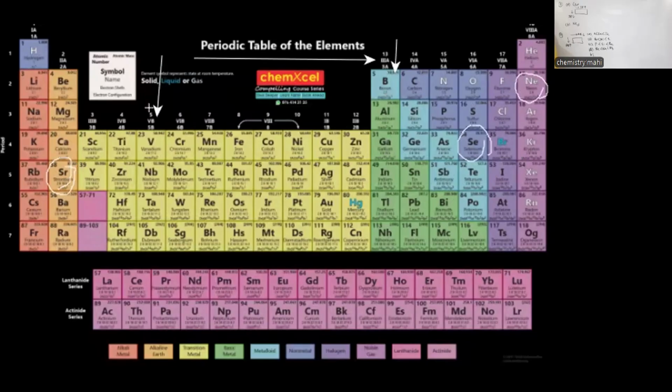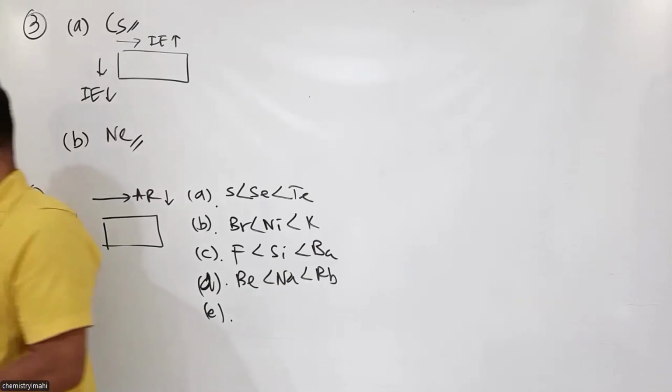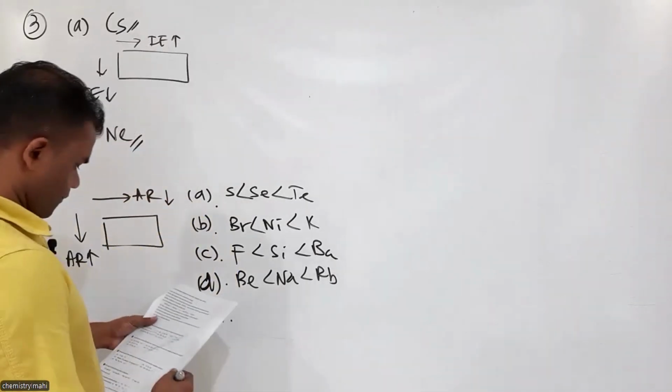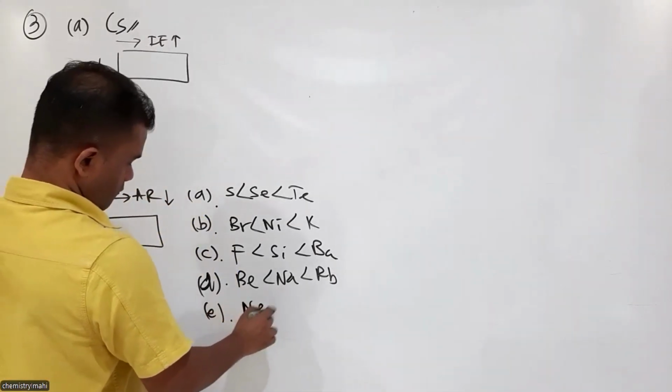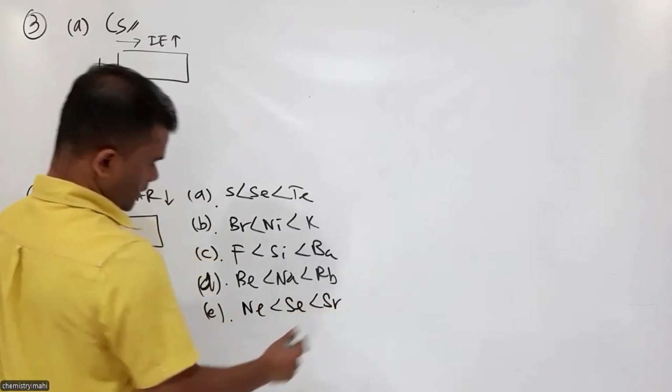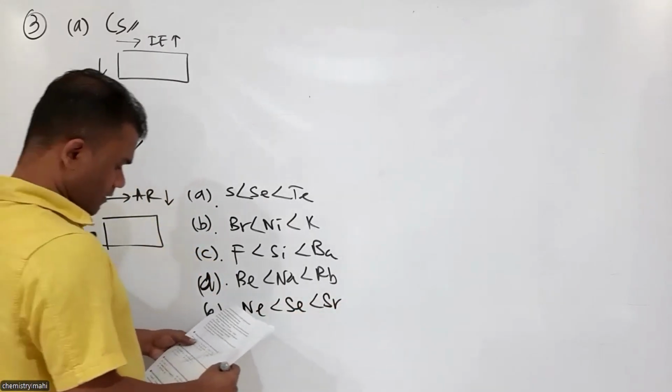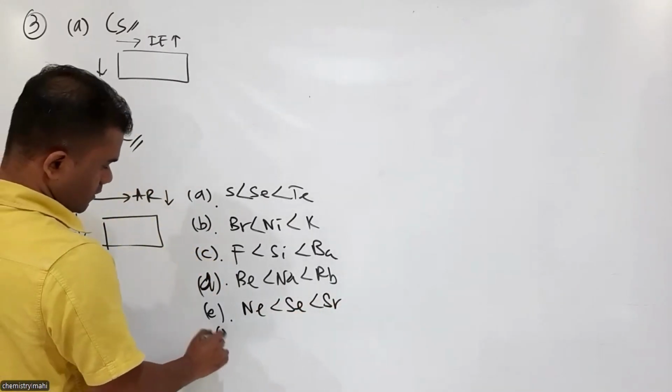And down the group, size increases. The smallest one should be rightmost top, meaning neon is smallest. The largest one should be leftmost bottom, meaning strontium. Again, neon, selenium, strontium. Easy. And the last one, if given iron, phosphorus, and oxygen.